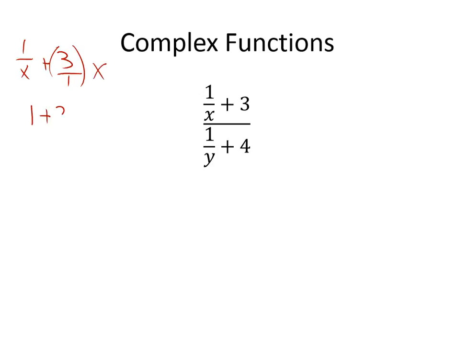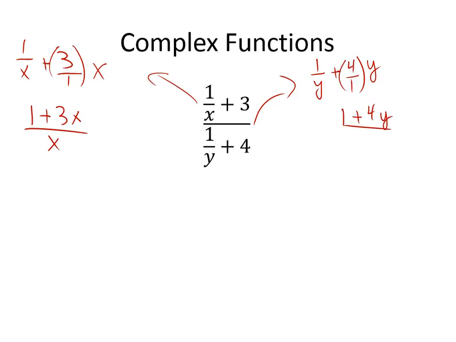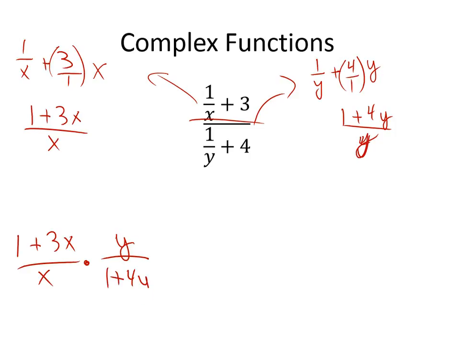That gives us 1 plus 3x all over x. Now we look at the next part. We have 1 over y plus 4 over 1. Multiply the second one by y, giving us 1 plus 4y all over y. Now, since we are dividing fractions, we flip and multiply. So we're going to have 1 plus 3x all over x multiplied by y over 1 plus 4y.